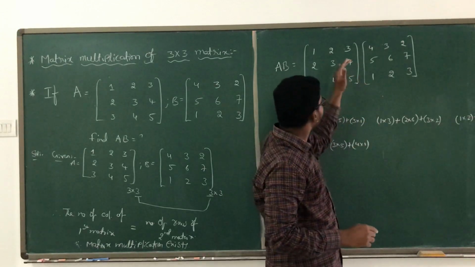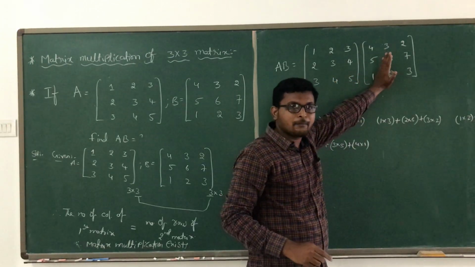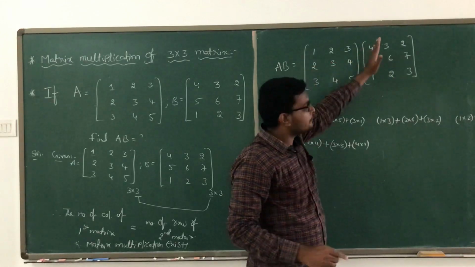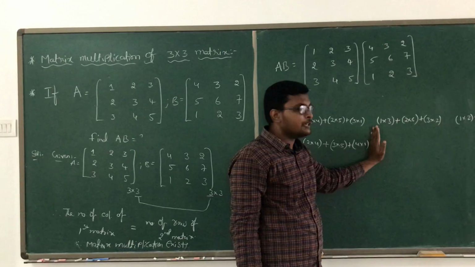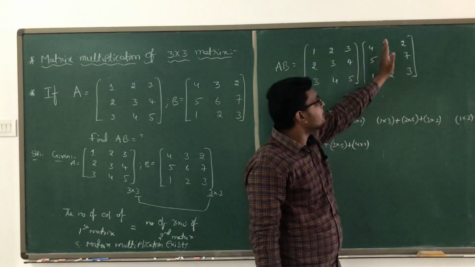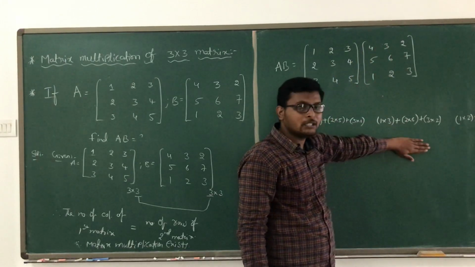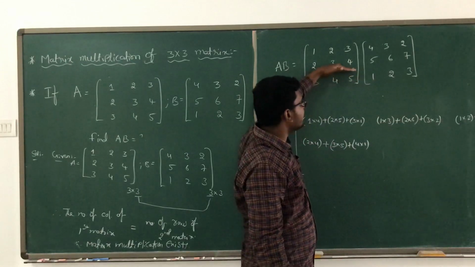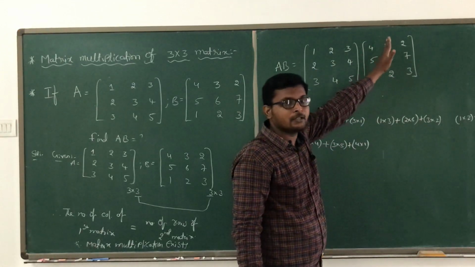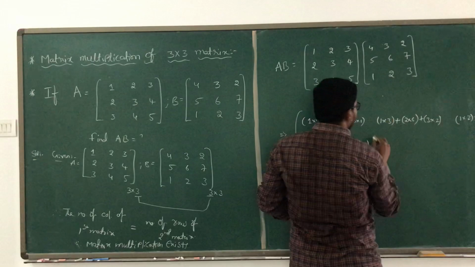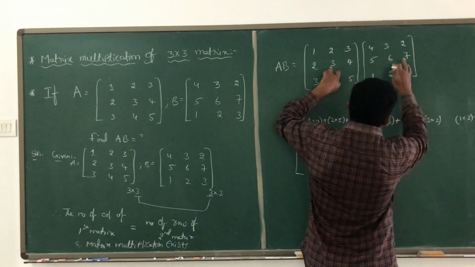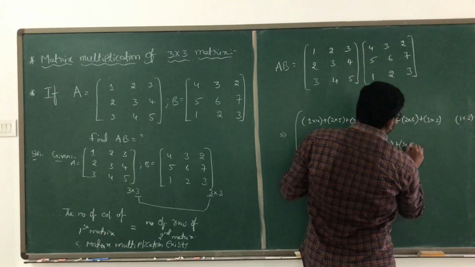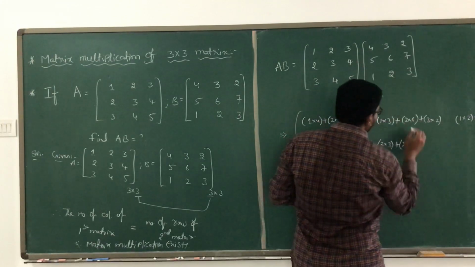Now, the first column is completed, right? Second row with the first column completed. Now we are moving to the second column. Here also move to the second column. Same, second row multiplied with the second column. What will you get? 2 into 3 plus 3 into 6 plus next 4 into 2.